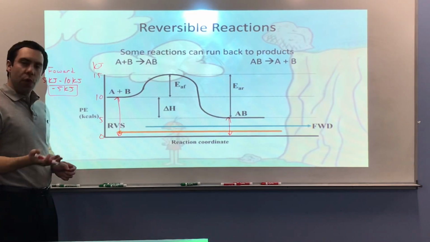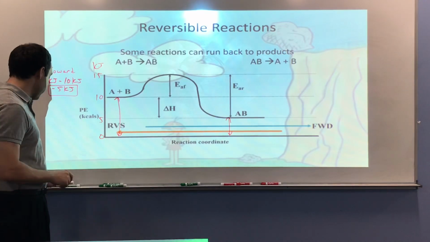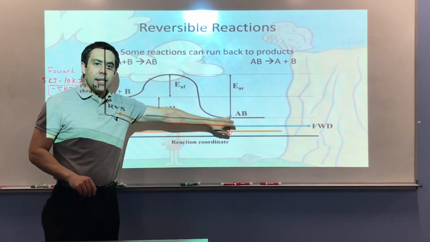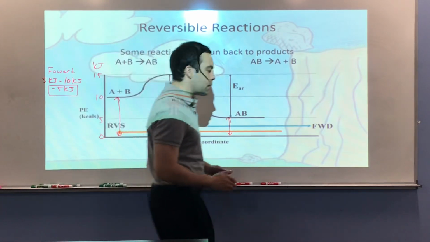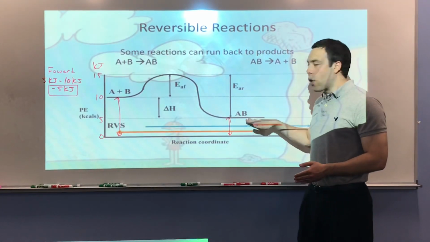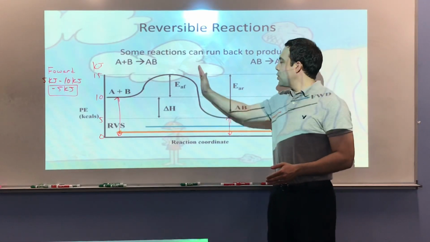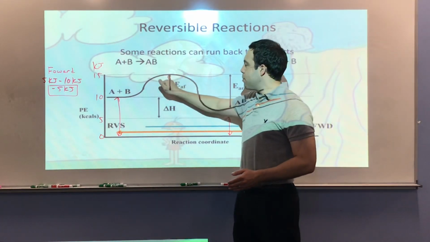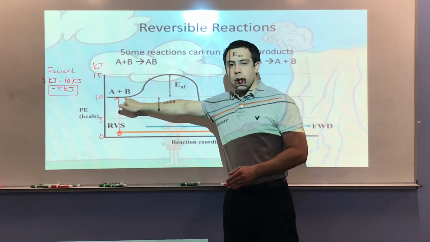However, if we were to reverse this reaction, the reactants become the products and the products become the reactants. We would do this reaction backwards. In a reverse reaction, we would start here. Here we would have our reactants. This would be our activation energy. And then we'd have the peak, and we'd come back down to the products.